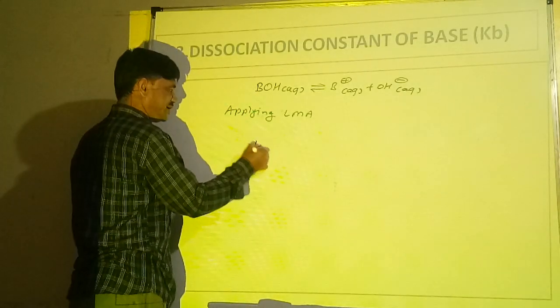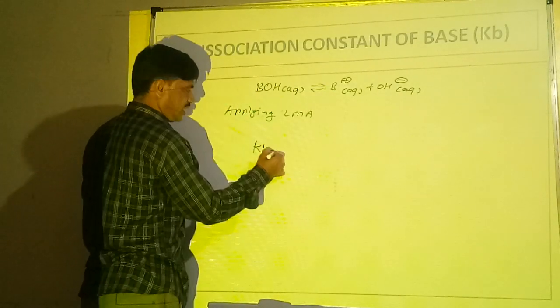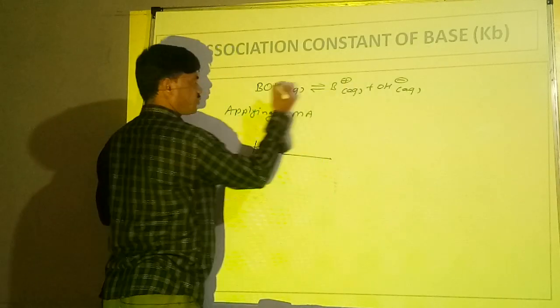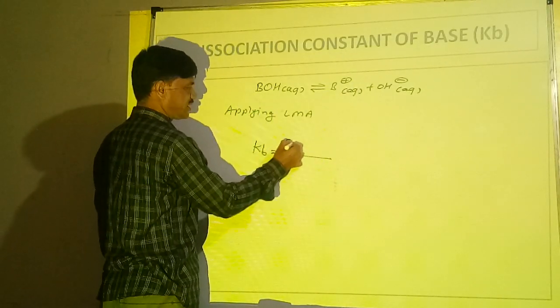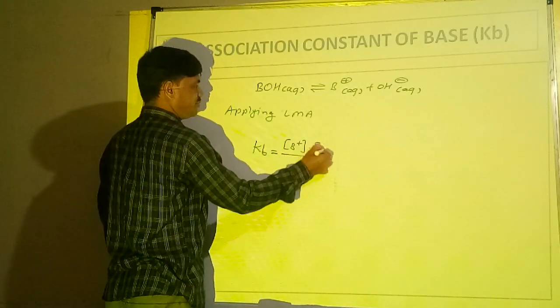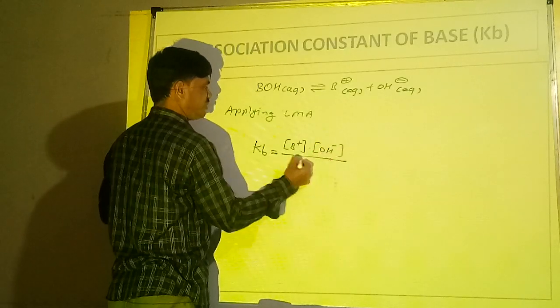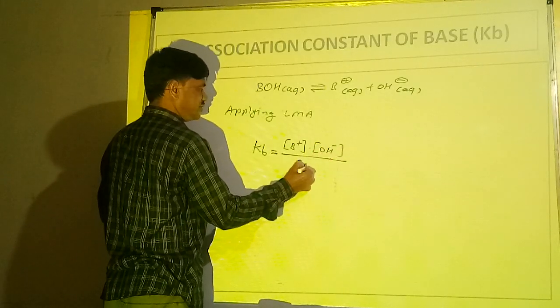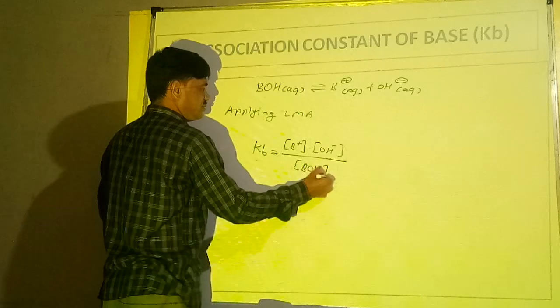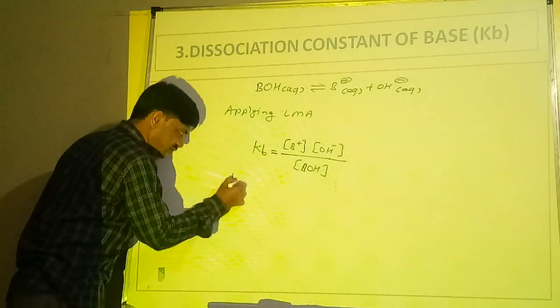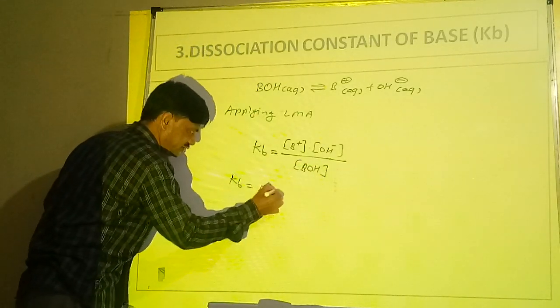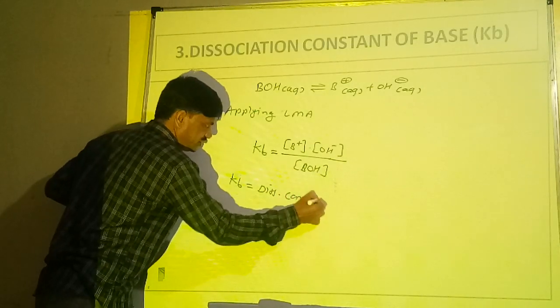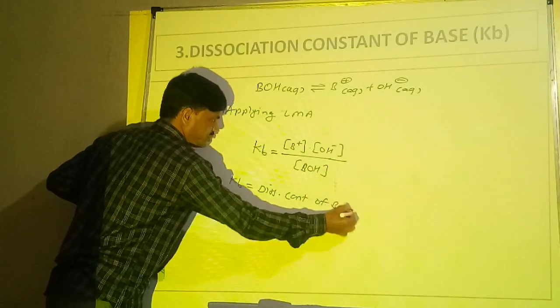Another constant you are getting on paper, Kb. How to write the Kb ratio? These are the products, this is the reactant. So what we can write? Concentration of B plus ion into that of OH minus upon the concentration of BOH. Now tell me the meaning of Kb. It is nothing but the dissociation constant of base.